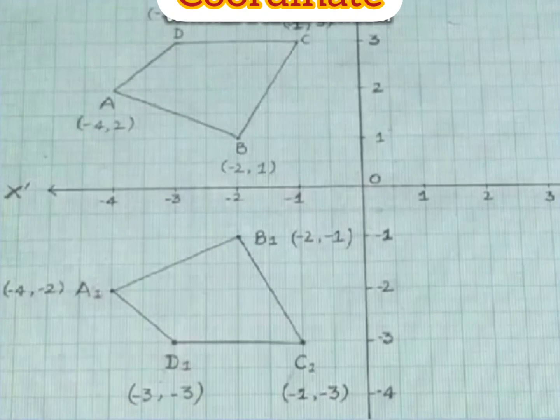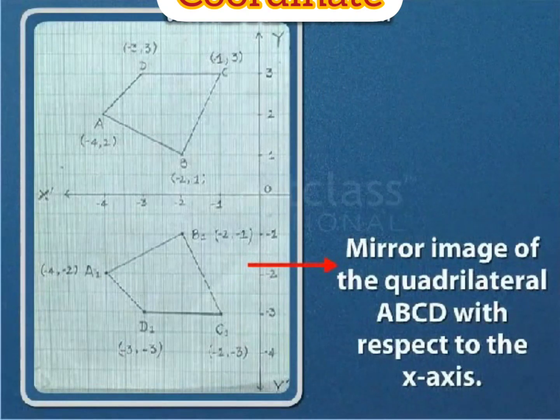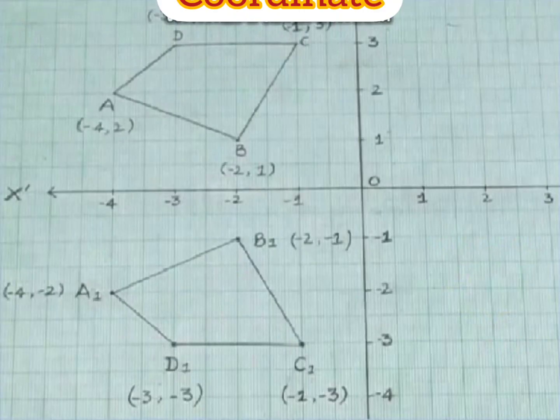Look carefully. If you want the mirror image of a point with respect to the x-axis, then the sign of the y coordinate will change while the x coordinate remains the same. Here, figure A1, B1, C1, D1 is a mirror image of A, B, C, D with respect to the x-axis.